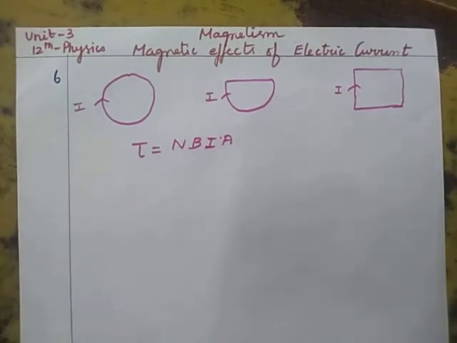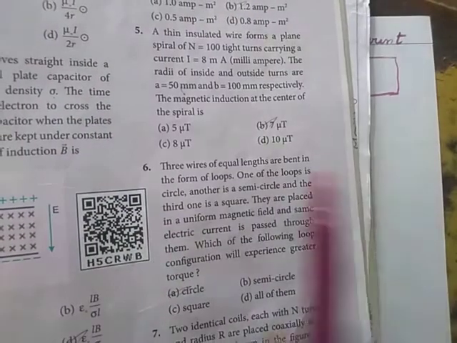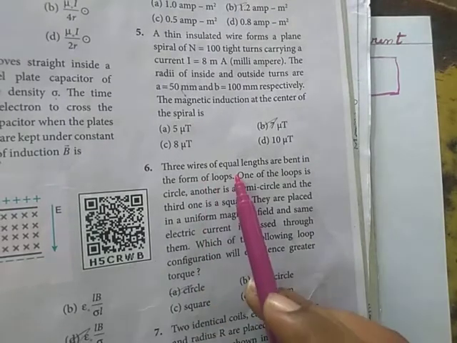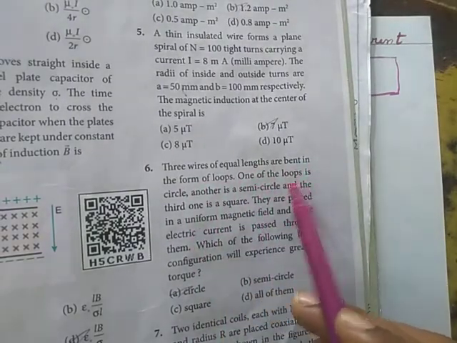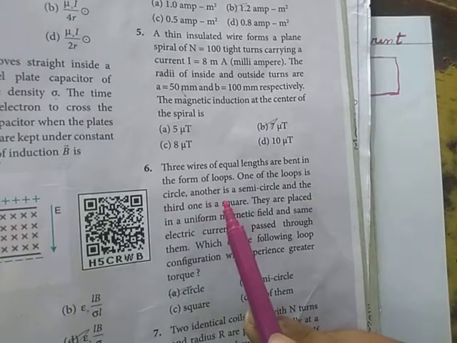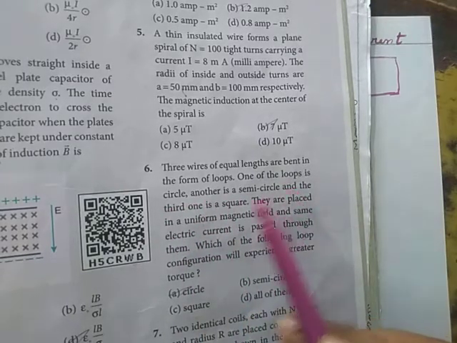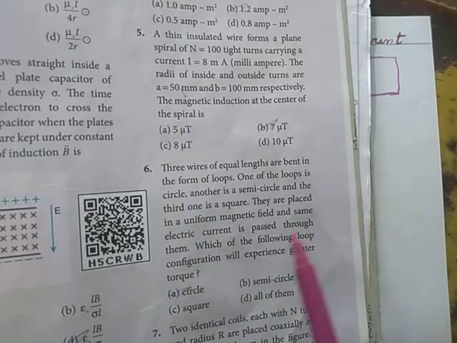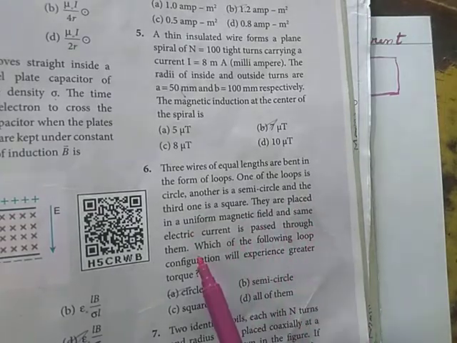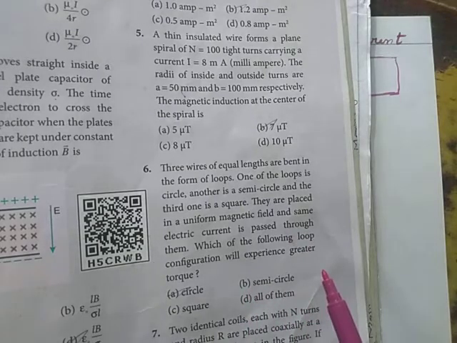Our question number 6: 3 wires of equal lengths are bent in the form of loops. One of the loops is a circle, another is a semicircle, and the third one is a square. They are placed in a uniform magnetic field and the same electric current passes through them. Then which of the following loop configurations will experience greater torque?